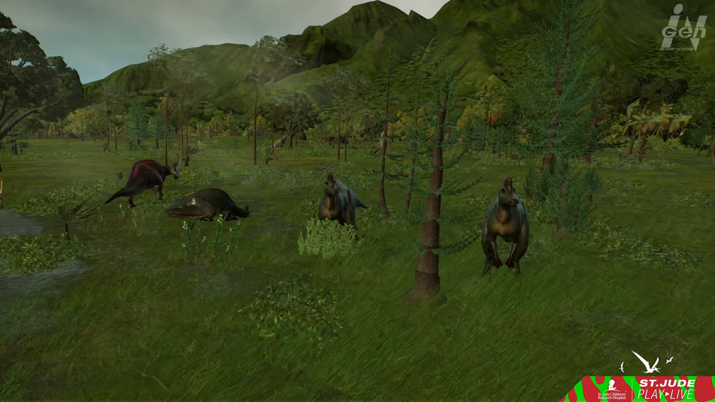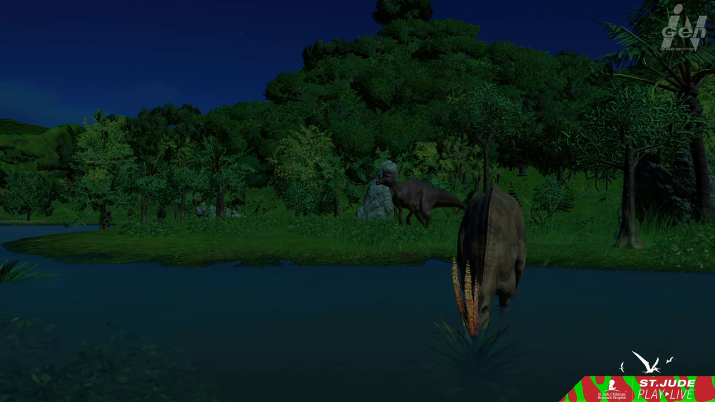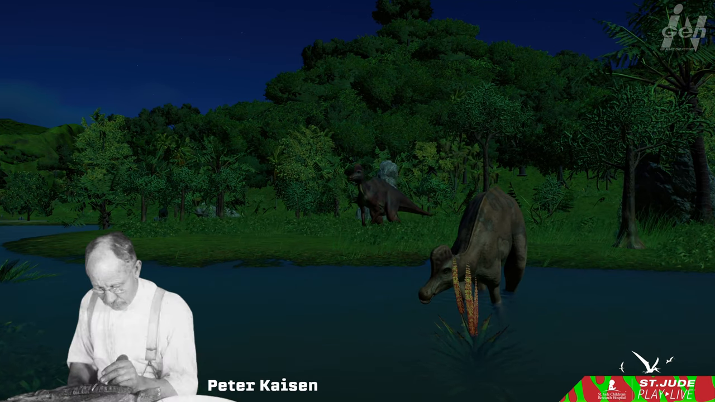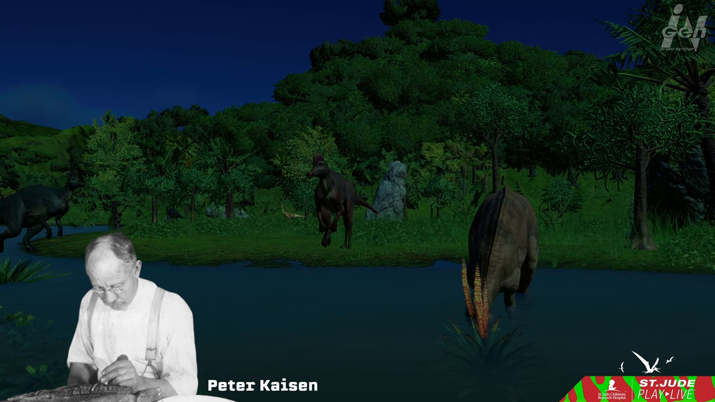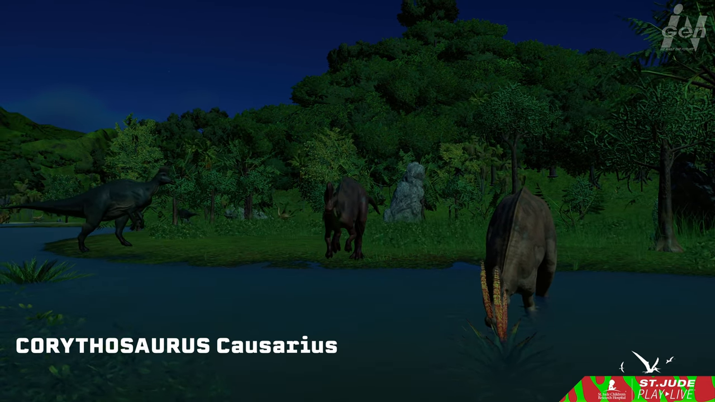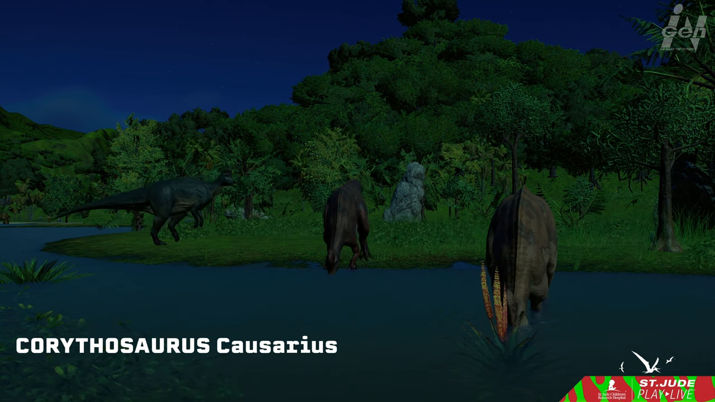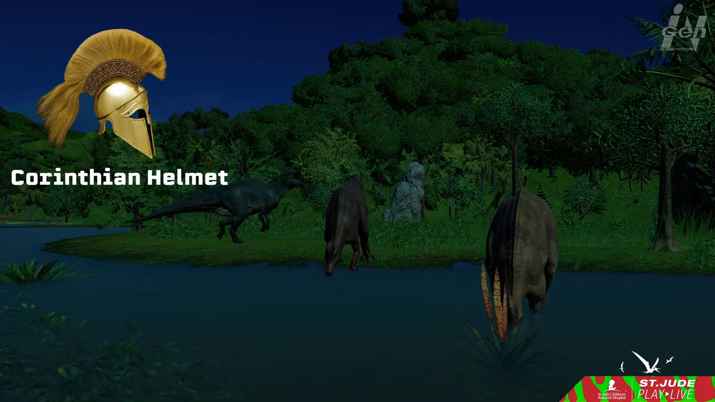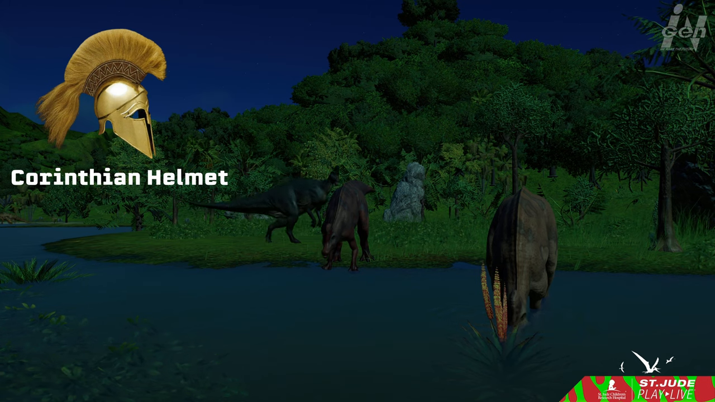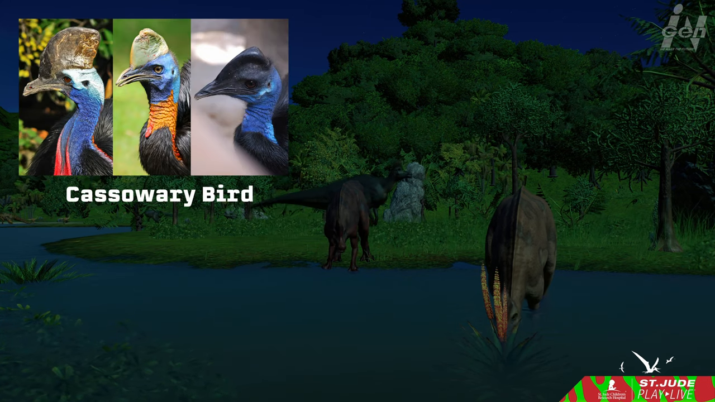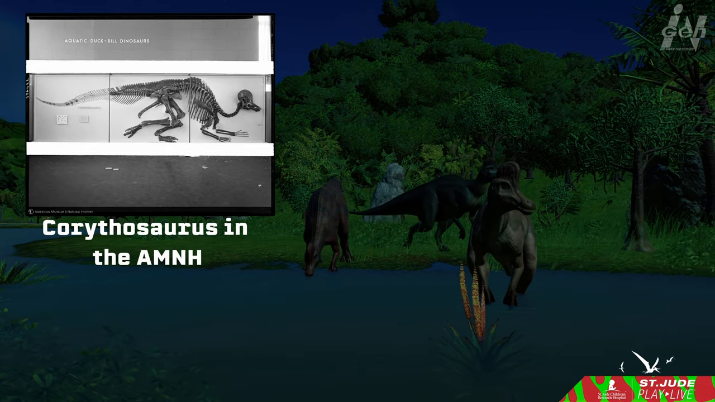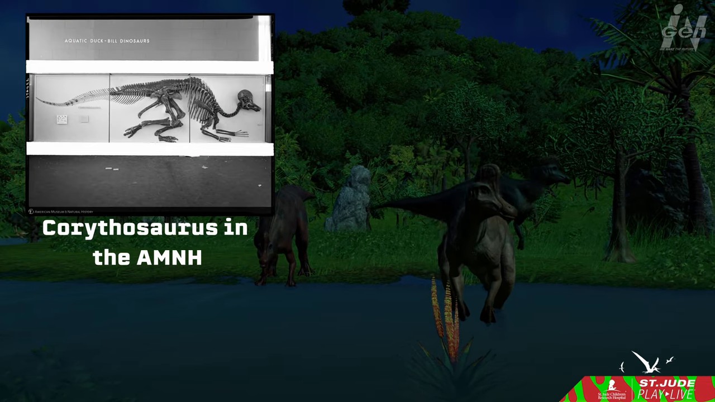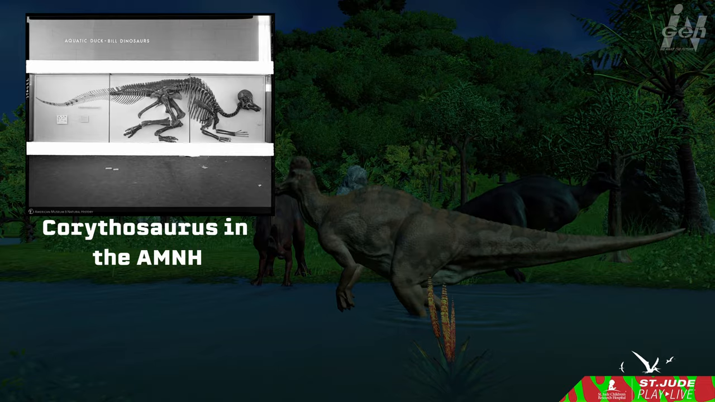By 1914, another specimen was discovered by Brown along with paleontologist technician Peter Kaizen. That year, Brown named the species Corythosaurus casuarius. Its genus name refers to the crest's resemblance to a Corinthian helmet, while the species name means cassowary, in reference to the flightless bird which has a similar crest on its head. Both specimens are now housed in the American Museum of Natural History in their original death poses.